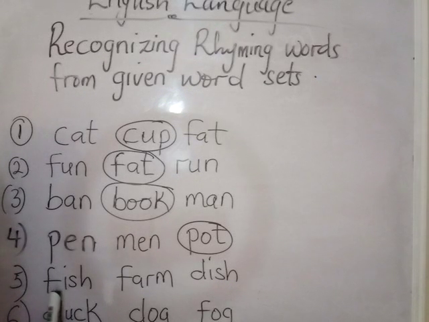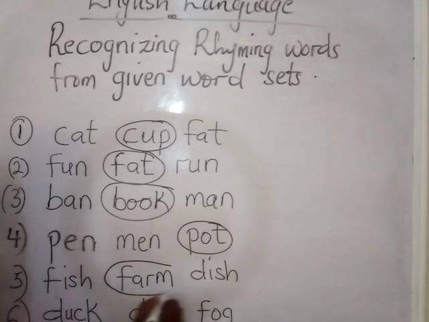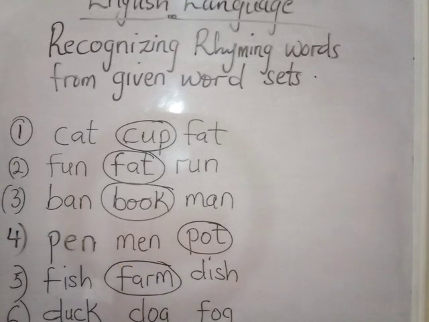So if we go further, you have "ish" for fish and "ish" for dish. Fish, dish. So we find that fish and dish sound alike. But farm sounds different. So we circle farm. It's different. The next one is duck, dog, fog. Now if you look at duck and dog, they have the same sound at the beginning.